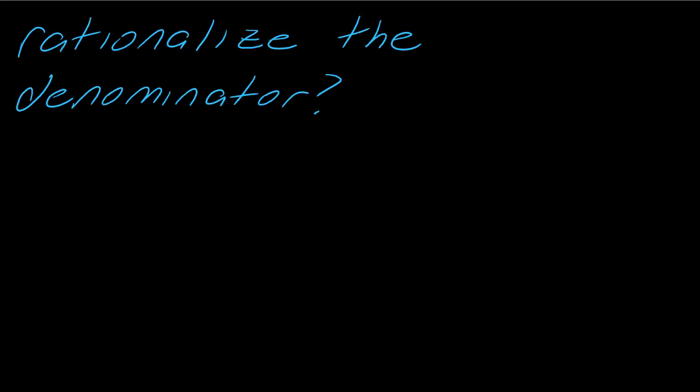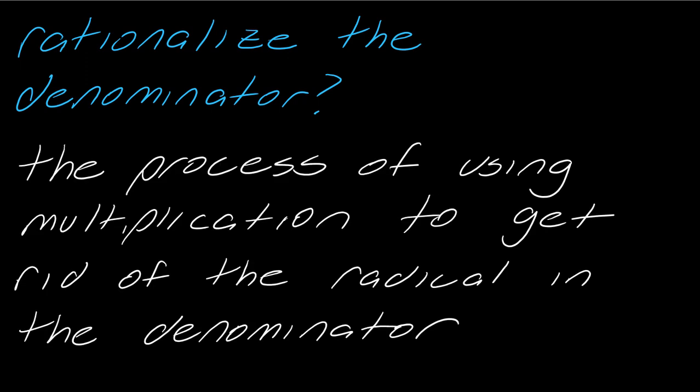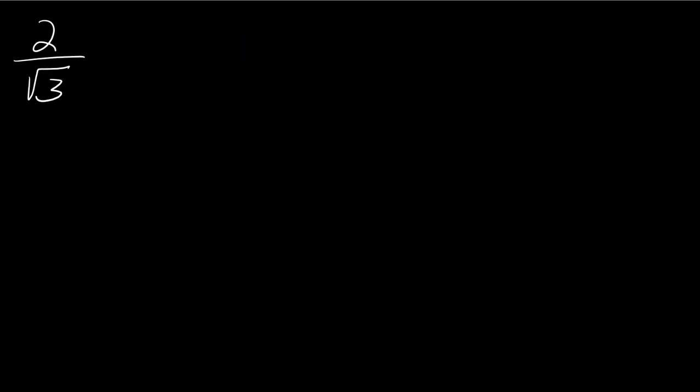So first of all, what do I mean by rationalize the denominator? You're not allowed to have radicals in the denominator of fractions. And so this is the process of using multiplication to get rid of the radical in the denominator of a fraction. And it's actually super simple when you have a square root. All you have to do is multiply by that square root on the top and on the bottom. So whatever you do to the bottom, you do to the top.